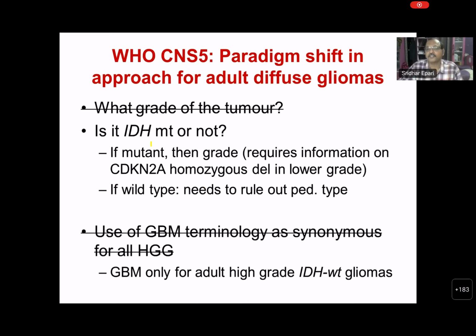Unlike the grade first, for any diffuse glioma you need to ask: is it IDH mutant or not? That is the first question you need to ask. Rather than astro or oligo morphology and grade, you first ask IDH mutant or not. If mutant, then you check for any surrogate information for CDKN2A deletion or not. But that's your first thing. If it is IDH wild type, then think of glioblastoma. The glioblastoma term is not used for grade 4 IDH mutant tumors.